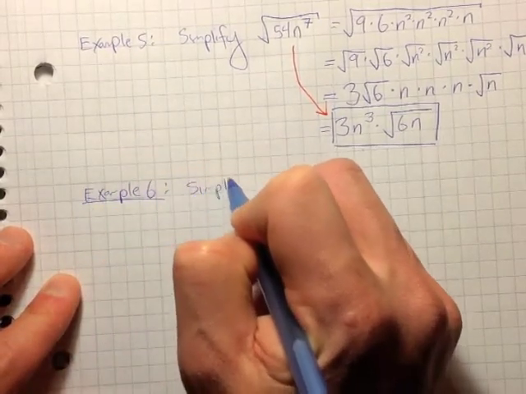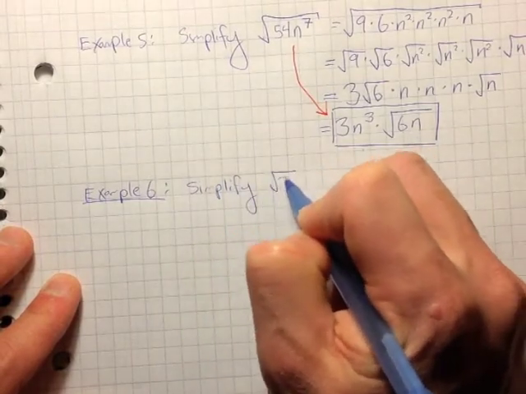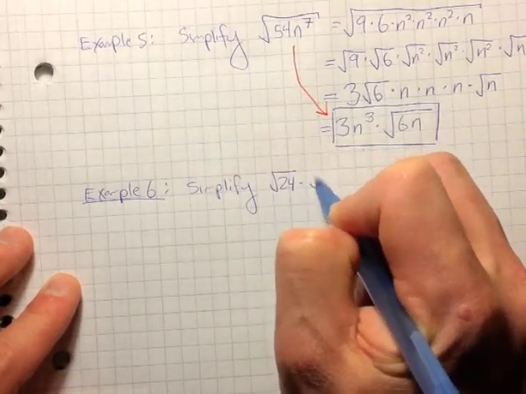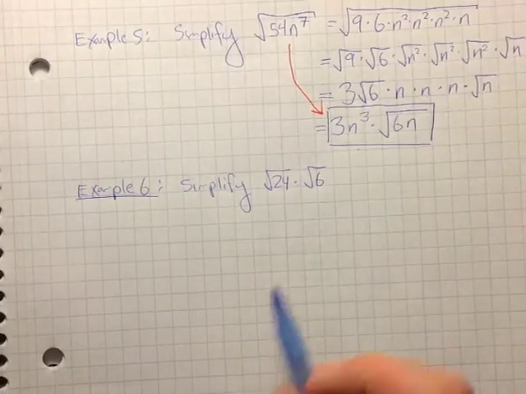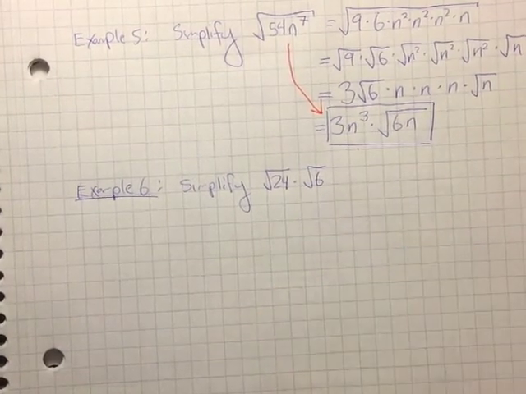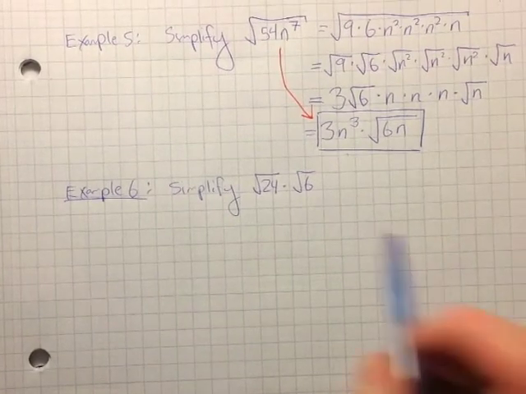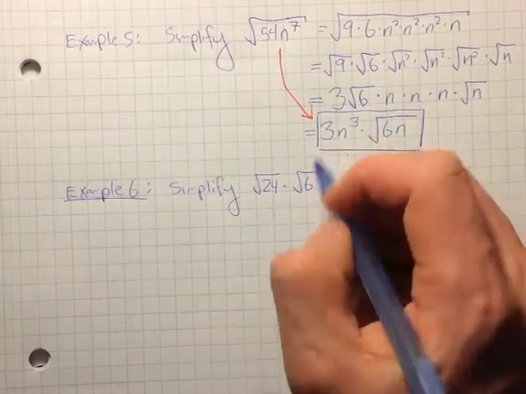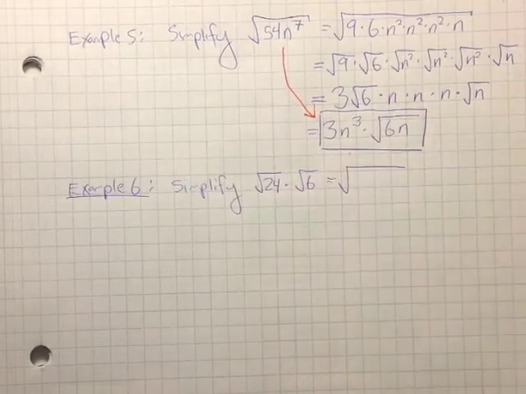Simplify square root of 24 times square root of 6. Okay? Now here, how in the world are we going to deal with this? Well, it might be helpful, first of all, to combine this into one square root. See where that gets us.